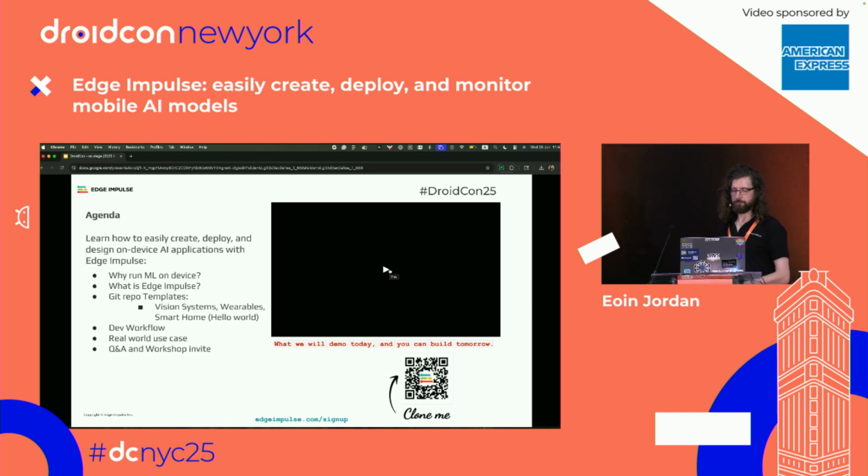So yeah, we're going to look really quickly at why you would want to run AI on a device, what Edge Impulse is. We'll have a quick look through the templates, and we'll have a live demo as well. I'll try and run some code on this Android test device and this Wear OS wearable.